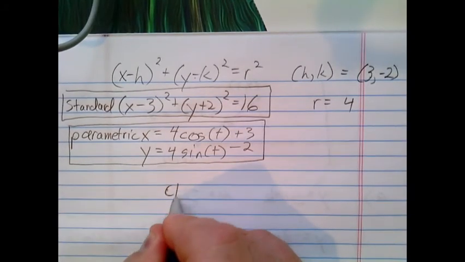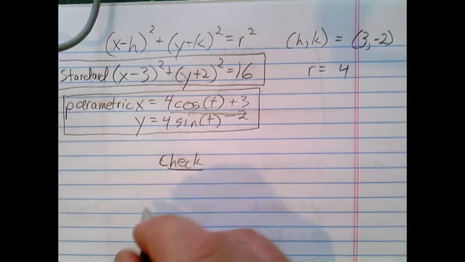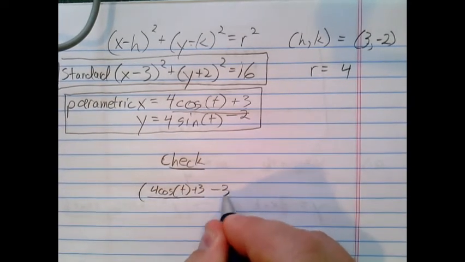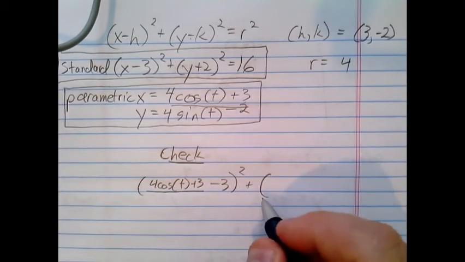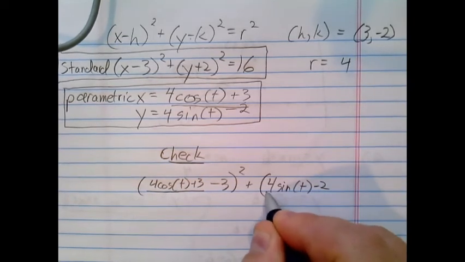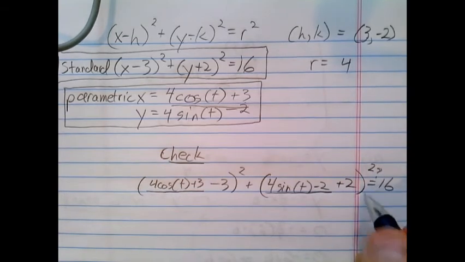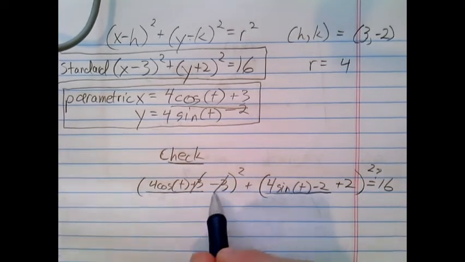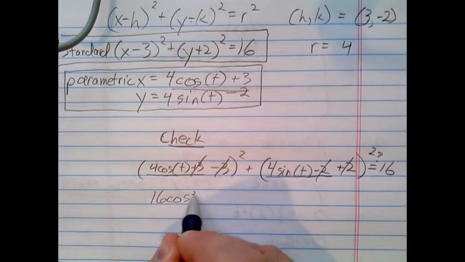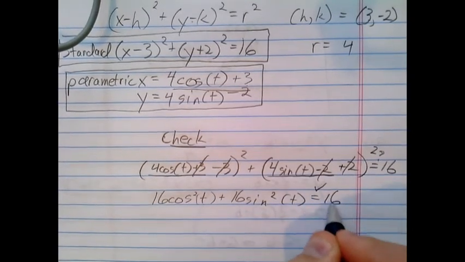Okay, let's check that. Alright, so I'm going to take my standard form and I'm going to plug in this thing here for x. So instead of having x minus 3, I'm going to have 4 cosine of t plus 3 minus 3 squared plus, and then instead of having y plus 2, I'm going to have 4 sine t minus 2. All of that is y, so there's still a plus 2 here. And then does that equal 16? Okay. Well, you can see that the effect of adding this plus 3 cancels that minus 3, and this minus 2 cancels that plus 2, and then I'm just going to be back to 16 cosine squared t plus 16 sine squared t, and we already know that that will in fact equal 16.